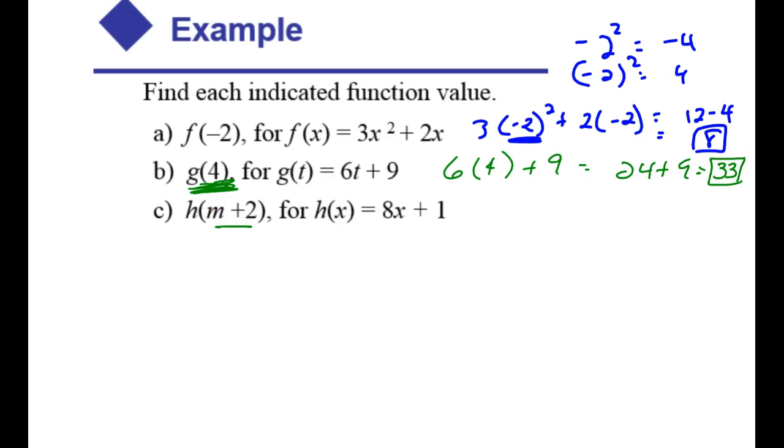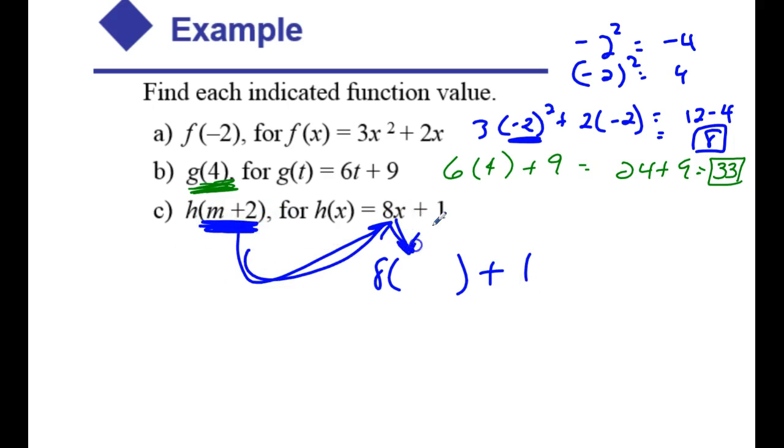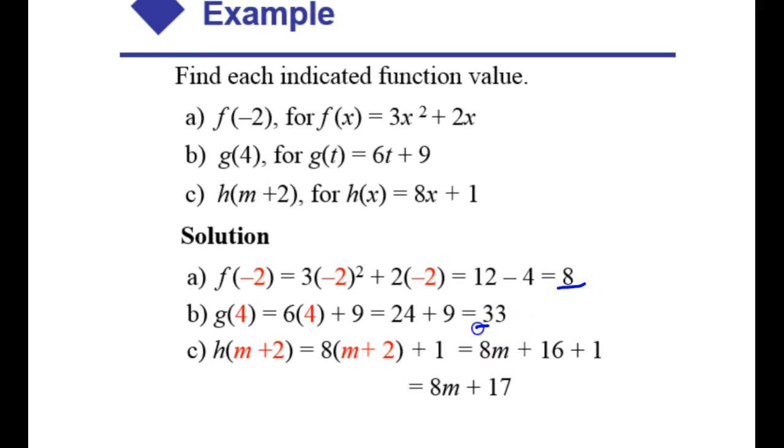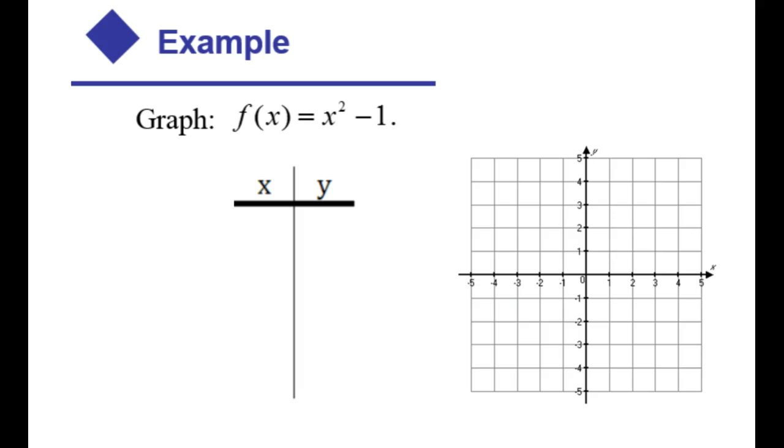This last one, every time I see an x, I'm going to plug in an m plus 2. So instead of 8x plus 1, I'm going to plug in this m plus 2 right into this function right here. So I like to replace x with those parentheses and rewrite that first. Then in the parentheses goes whatever you're going to plug in. So m plus 2 gets replaced. I'll distribute the 8 for 8m plus 16, and combining like terms, 8m plus 17. So 8, 33, and 8m plus 17 is how to evaluate those functions.